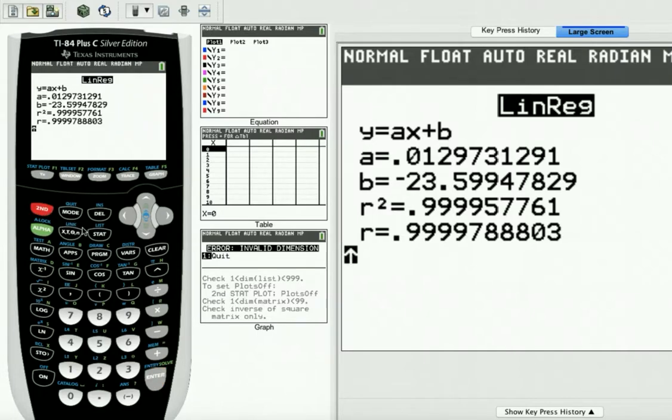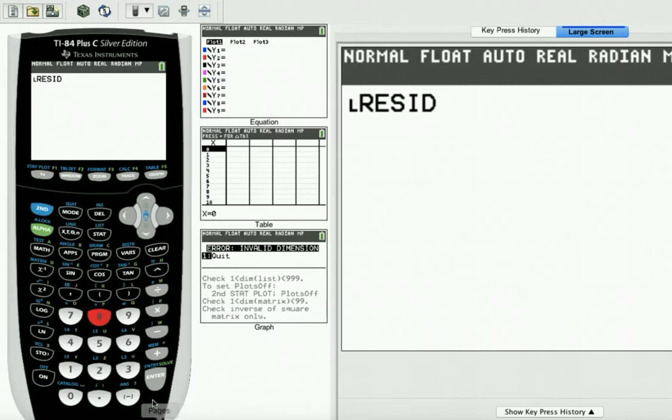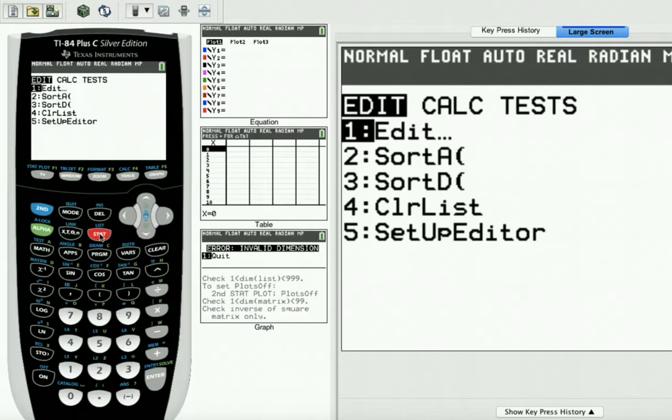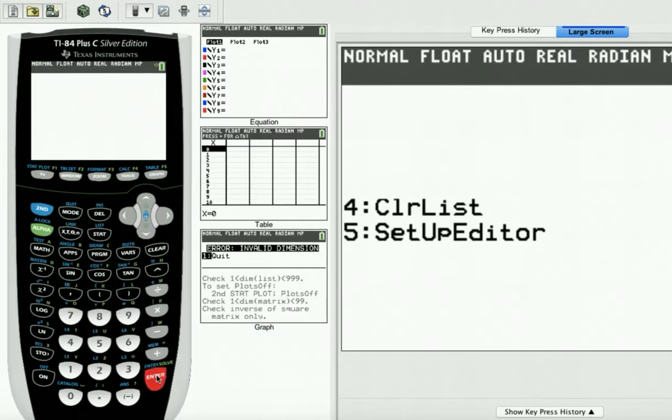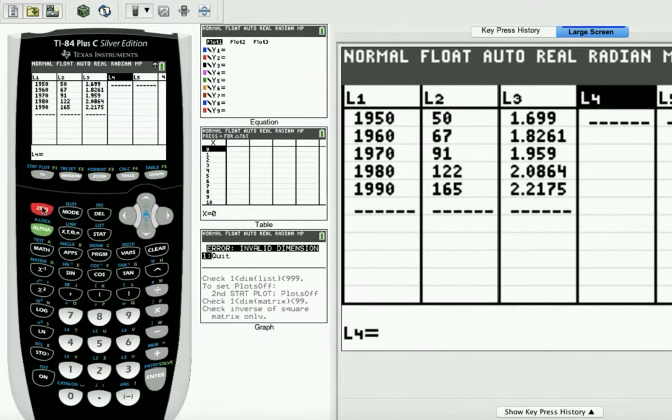So we're going to do second, list. We're going to make sure our residuals are there. Hit enter. Okay, so we've got our residuals. Okay, so now we're going to go to Stat. We're going to go to Edit. We're going to go to L4, hover over L4, and we're going to put our residuals there.